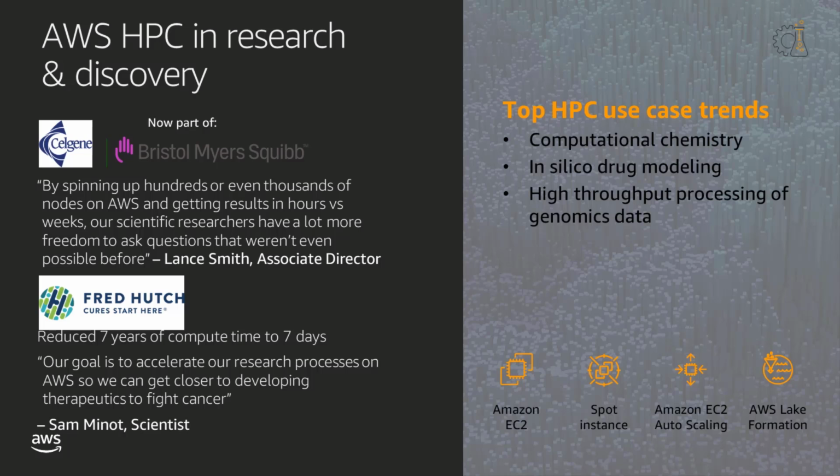Fred Hutch, which is a cancer research center, have been running their genomics workflow for microbiome research on AWS to process more than 15,000 biological samples, thus reducing 7 years of compute time to 7 days. And this has really helped their researchers to get their results very fast.